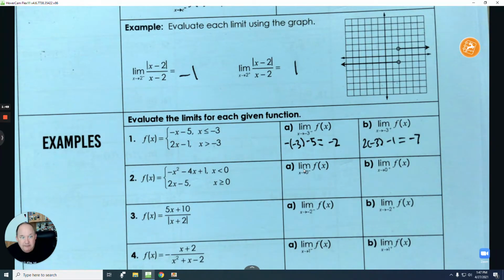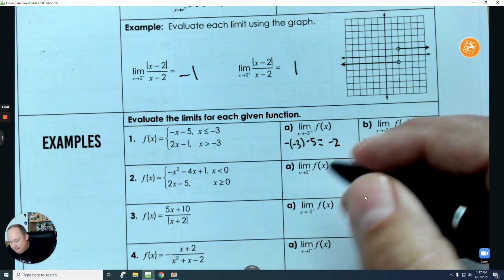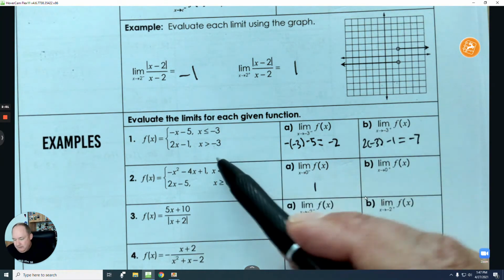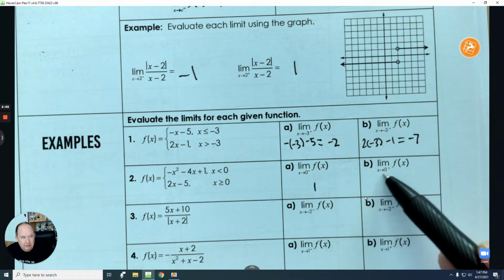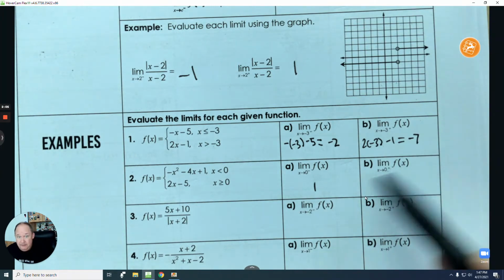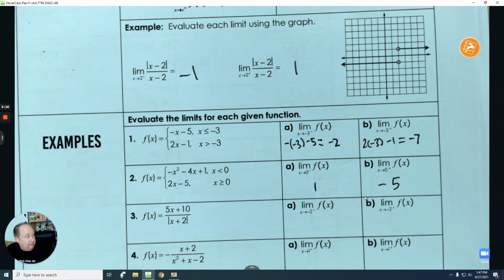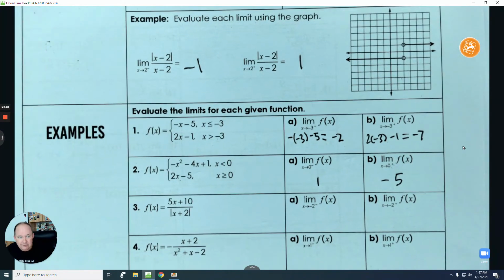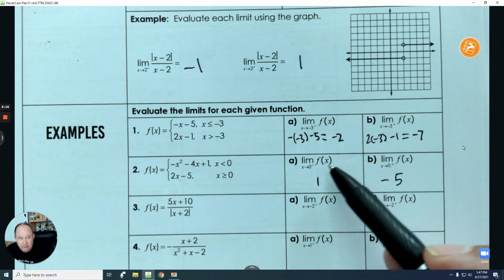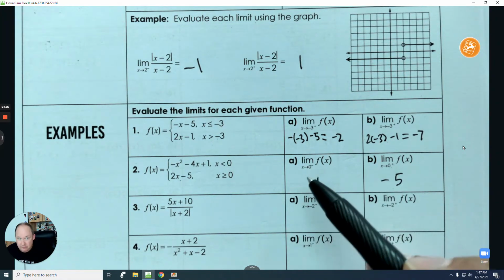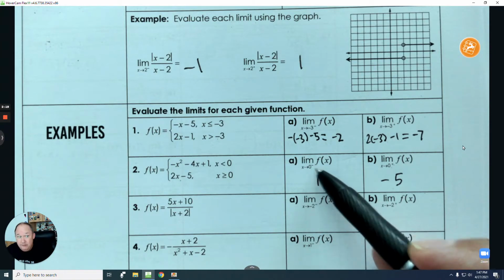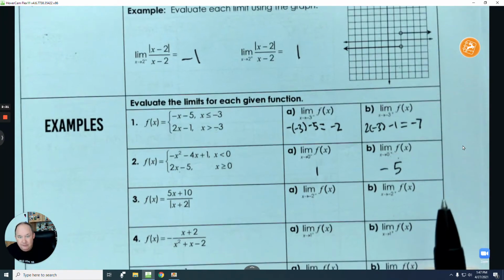All right, same thing here. What's the limit as x approaches 0 from the left of f of x? From the left, it's the top piece. Plug 0 in, and you get the answer 1. The limit as x approaches 0 from the right of f of x: plug 0 into the bottom piece. These are both examples where only one-sided limits exist. They don't agree, so the limit as x approaches 0 doesn't exist. But the one-sided limits do exist.